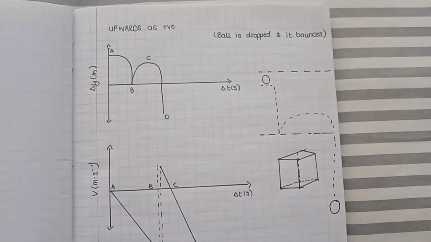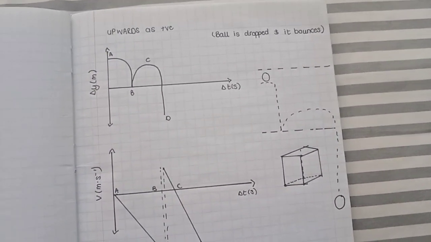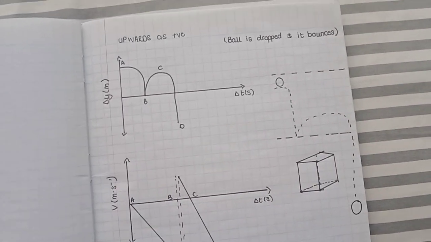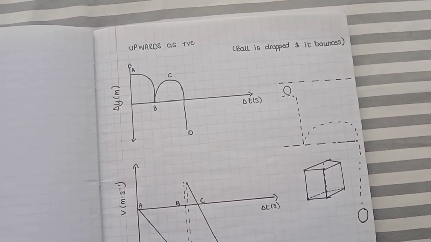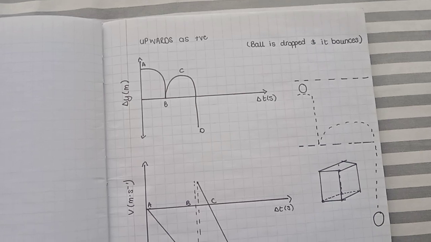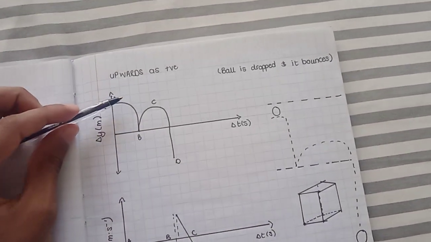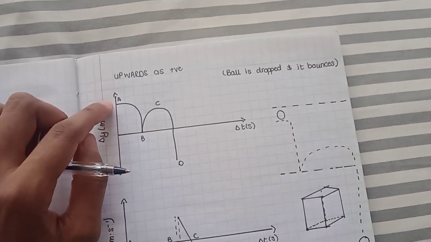Now, in this instance, we're going to look at how the object would behave if a ball is dropped, bounces, and then drops to the ground again. I'm going to take my upwards direction as positive.